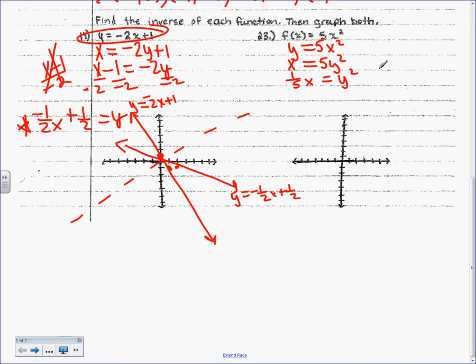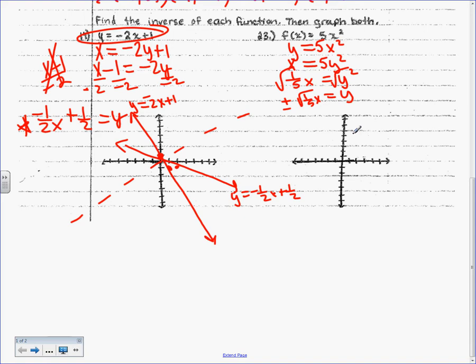So now what's in the way of y being alone? Squared. How do I undo that? Square root. You square root both sides of the equal sign. Whenever you square root both sides of the equal sign, what should you have? Plus or minus. Very good.